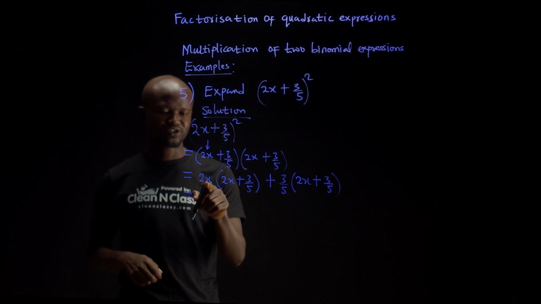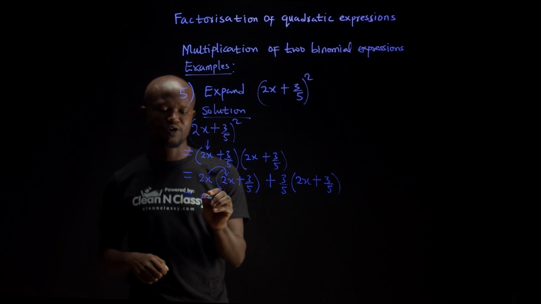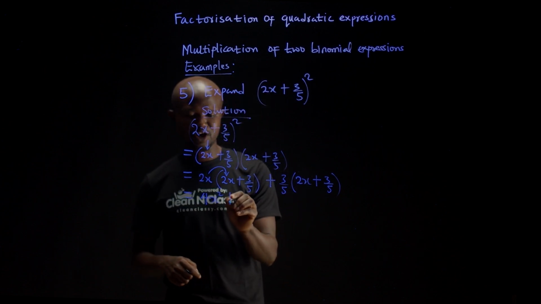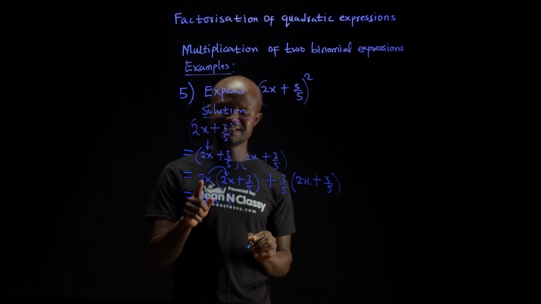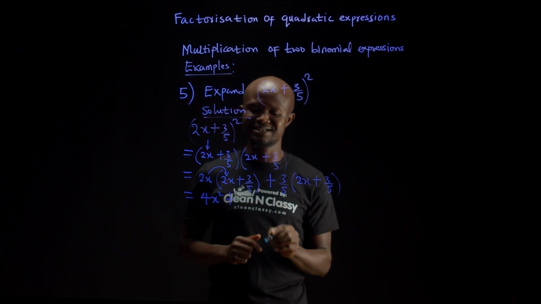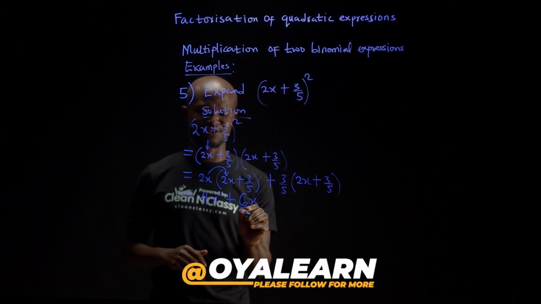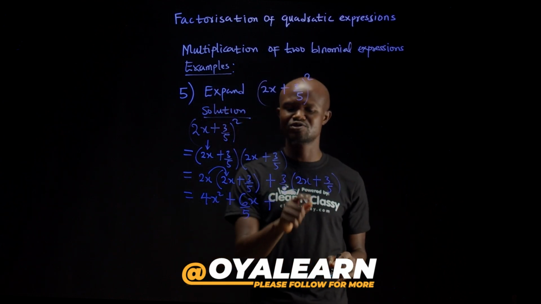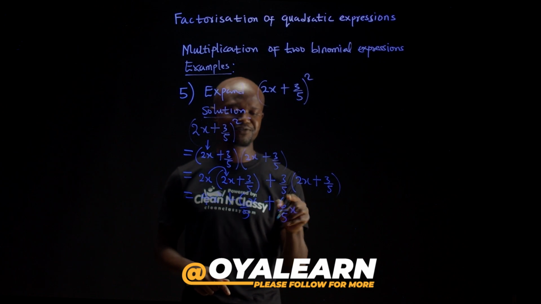Picking the first one, 2x, we multiply 2x. 2 times 2 is 4, so we have 4x squared. Now, plus 2x, we multiply by 3/5. In this case, 2x is multiplied by 3. 2x times 3 will give us 6x, so this will give us 6/5 x. Plus, what do we have also? 3 times 2 is 6, so we also have 6/5 x for this.